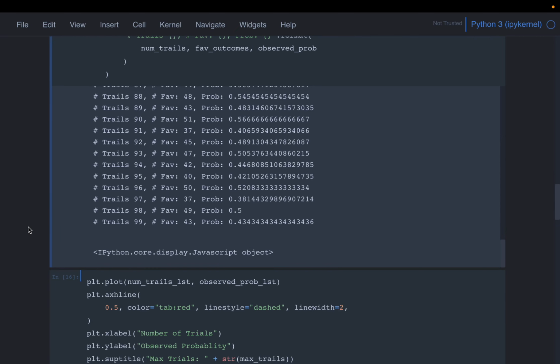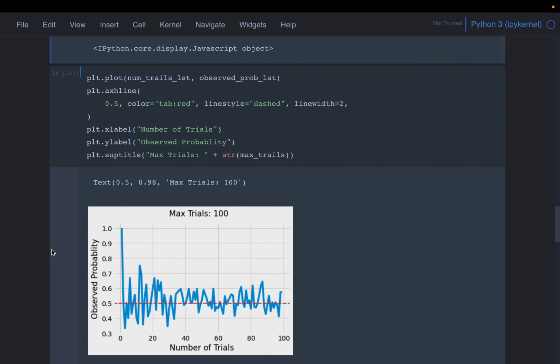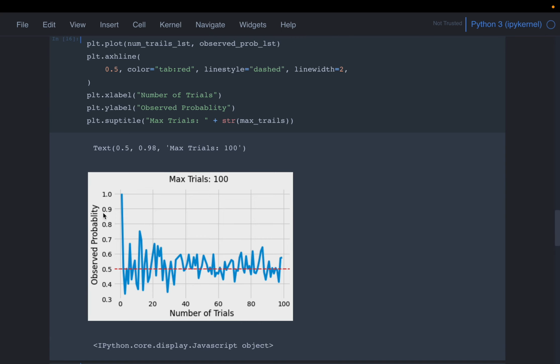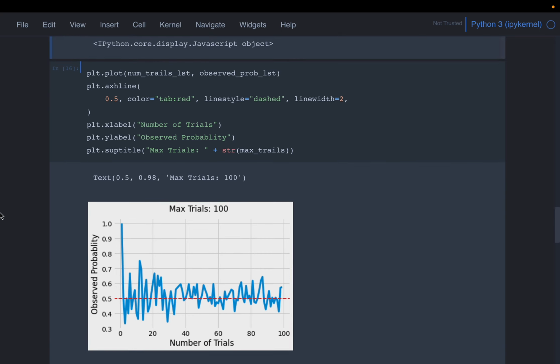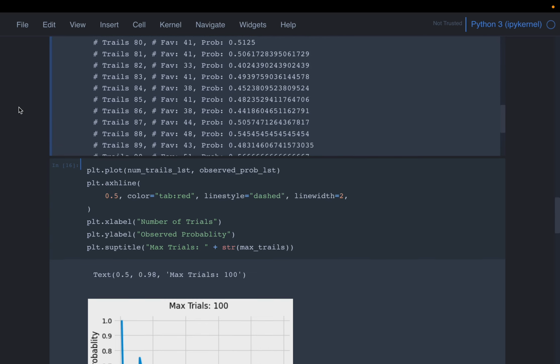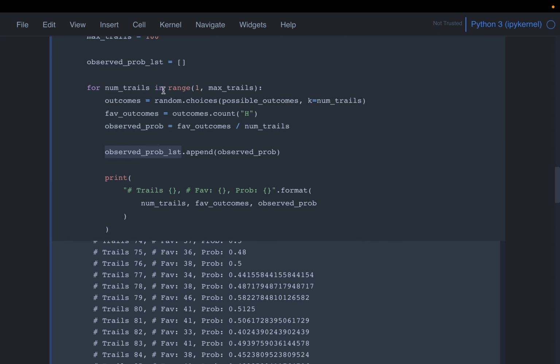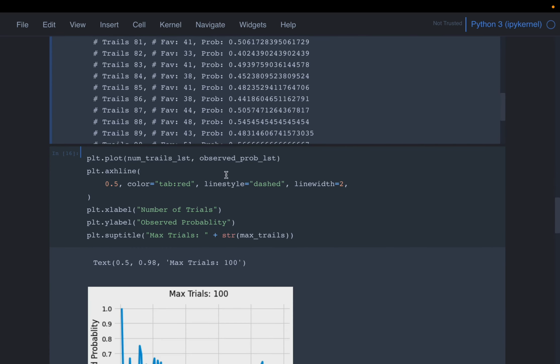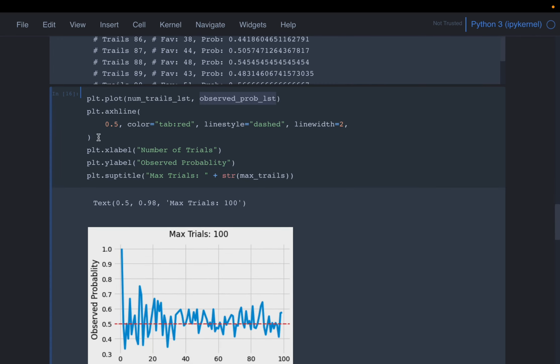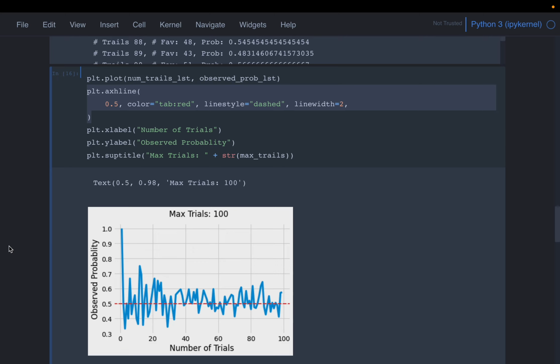Okay, all right. So if we plot the number of trials versus the observed probability, this is how it looks like. Here we simply store the observed probability for each number of trials, right? So we are simply plotting the observed probability. And then we are plotting a horizontal red line at 0.5. This is the expected probability, the exact probability we computed before. So this is the expected probability, and the blue one is the observed probability.